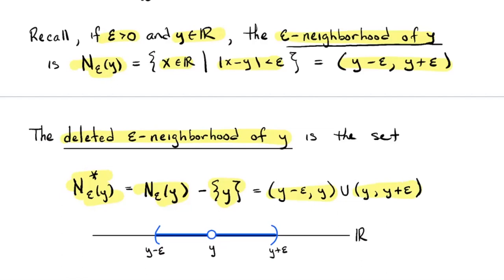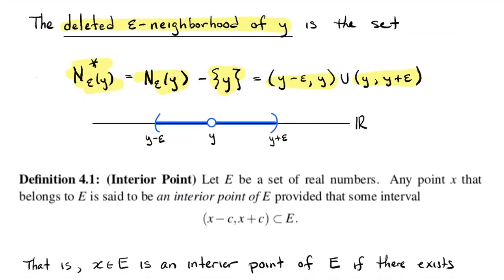And I've drawn a little picture here, of course, exaggerating. I'm making that big open circle there to indicate that the element y is not in there. All right, so the deleted epsilon neighborhood of y is the exact same set as the epsilon neighborhood minus that one point, y itself. Okay, kind of useful tools for some of the definitions that we're going to make.